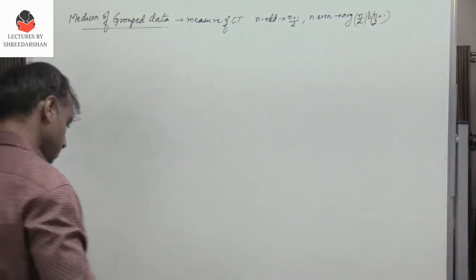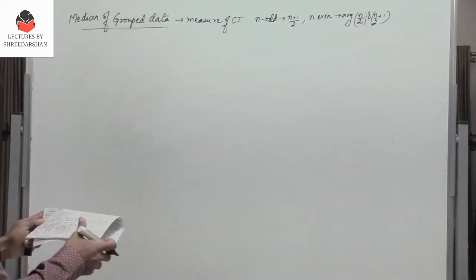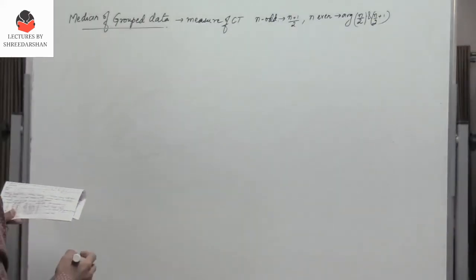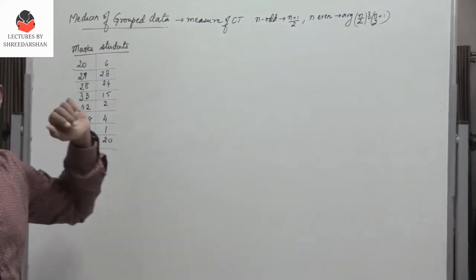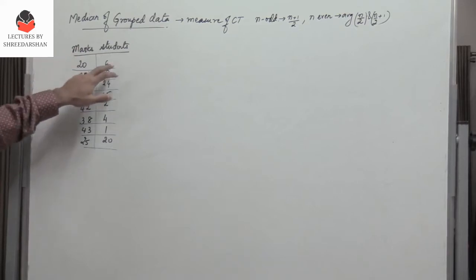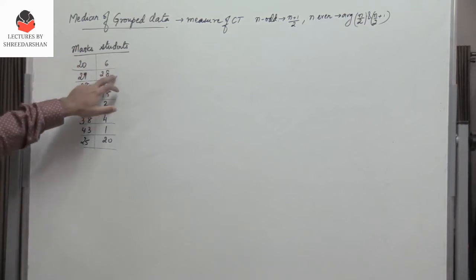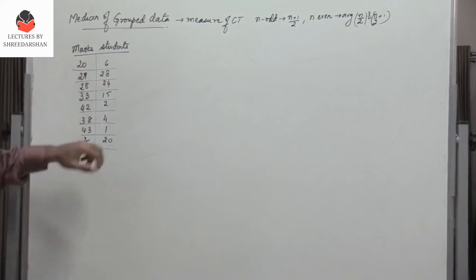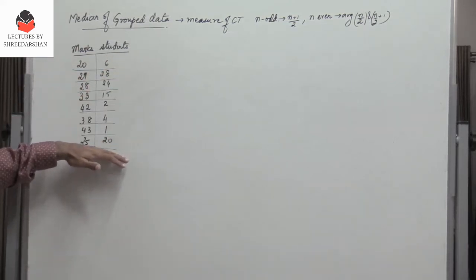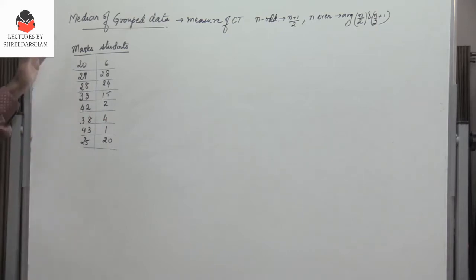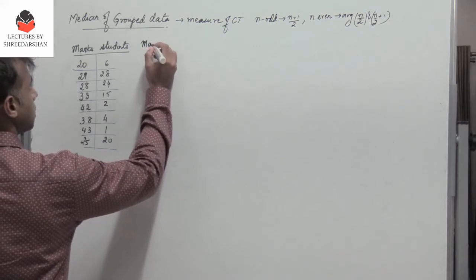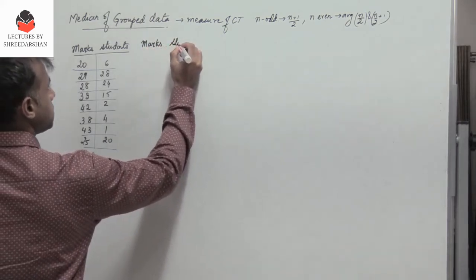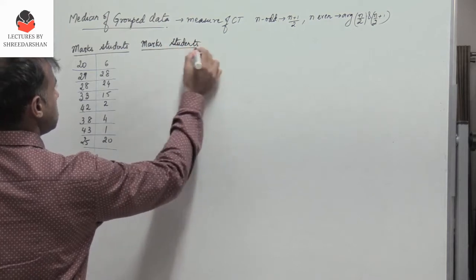So let's take an example. In the given example, we have the marks obtained by 100 students. In the given distribution table, we find that 6 students have got 20 marks, 28 students have got 29 marks, and so on. So the total number of students is 100, and we have a score out of 50. So now, to find the median, I need to arrange them in ascending order. So arrange the marks in ascending order. So we have marks and the number of students who have scored the marks to be arranged in ascending order.